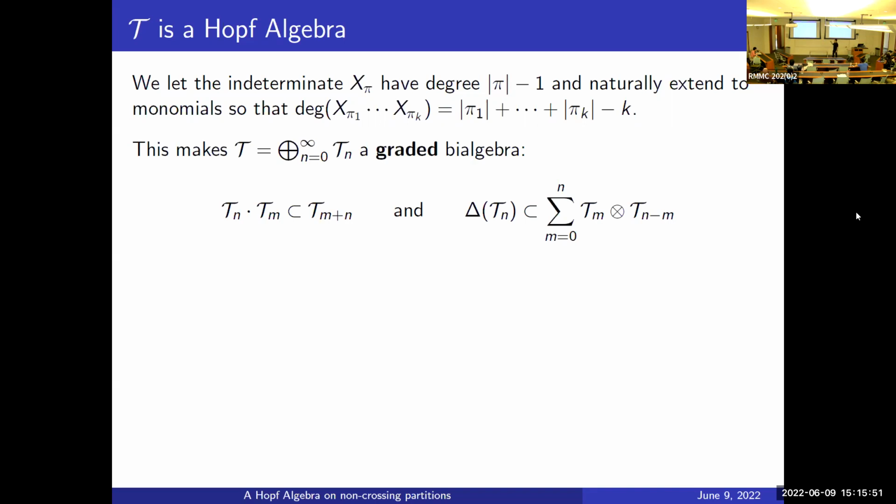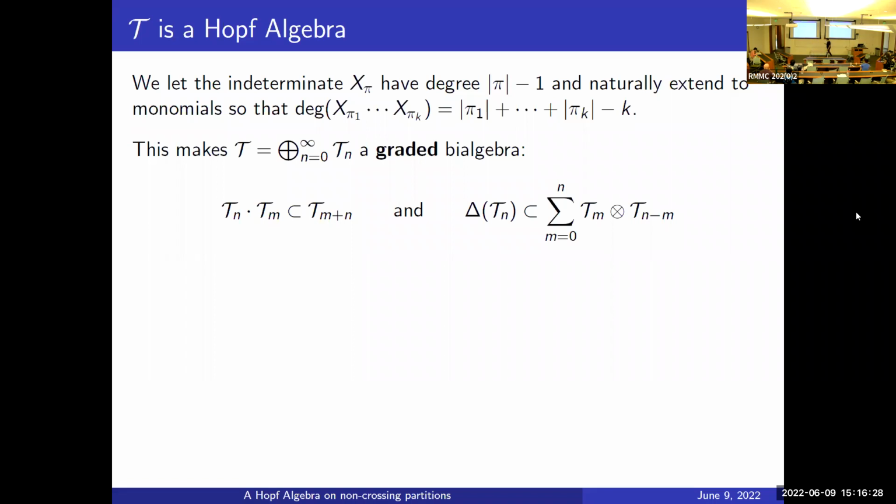You need to have a graded bialgebra, so you have to define a degree. In this case, it is very easy: take the degree of x_π to be the size of the partition minus 1. Then you can extend that to monomials very easily, just respecting the algebra structure. This makes T a graded algebra and a graded bialgebra. That only means that if you multiply things with certain degrees, the result has the degree adding the degrees, and exactly the same with the co-multiplication.